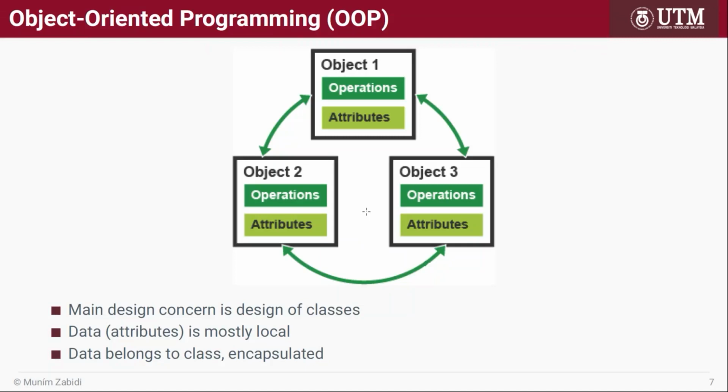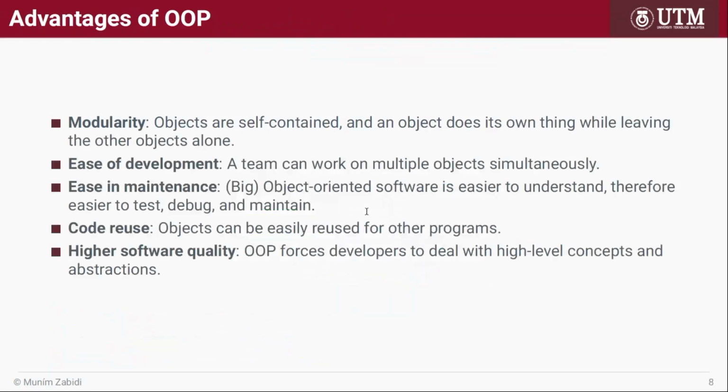By doing object-oriented programming, you make sure there are very minimal changes to data that is owned by others. So that means OOP is better than procedural because it's modular. Everything is done in terms of modules or objects, and then it's easy to develop for a big team, and it's easy to maintain. Here I put the bracket "big" there: big object-oriented software is easy to understand, therefore easy to test, debug, and maintain.